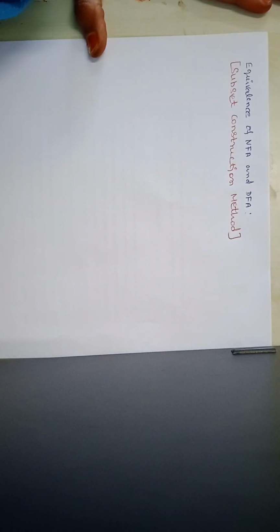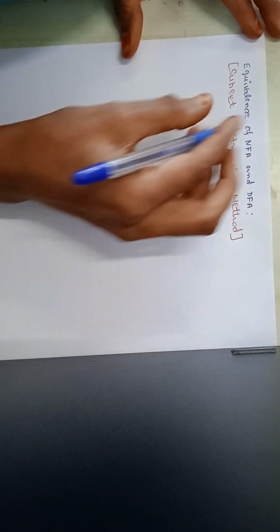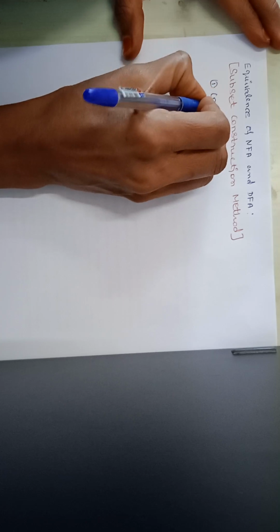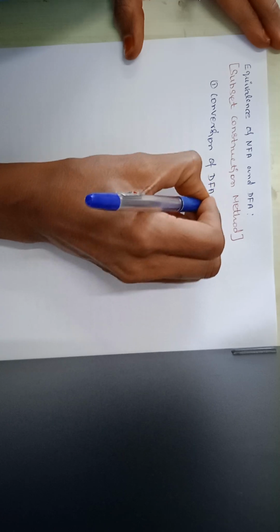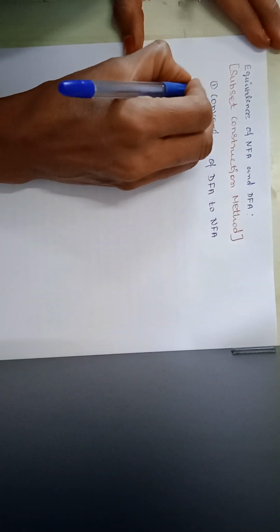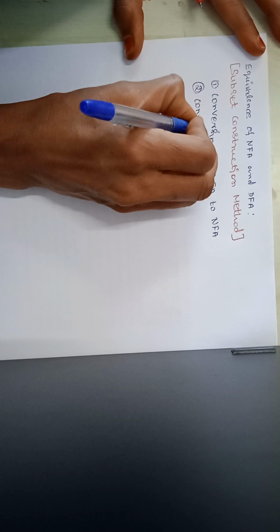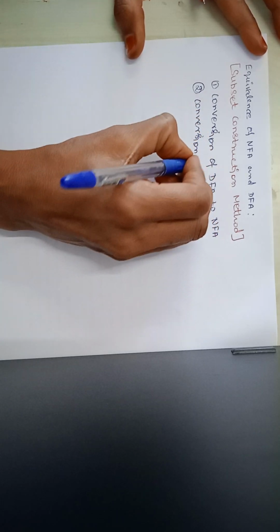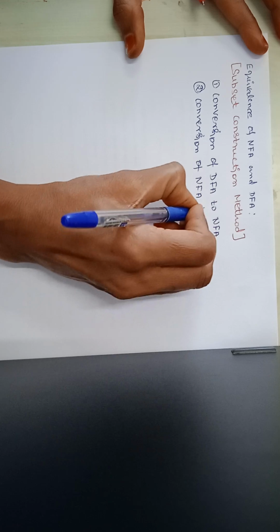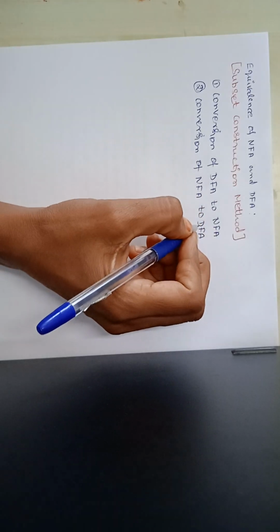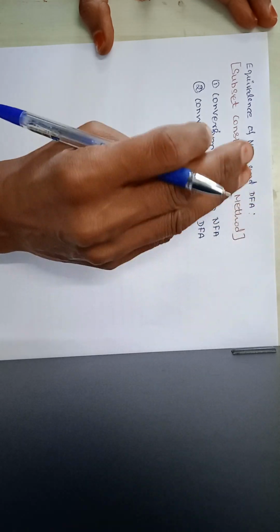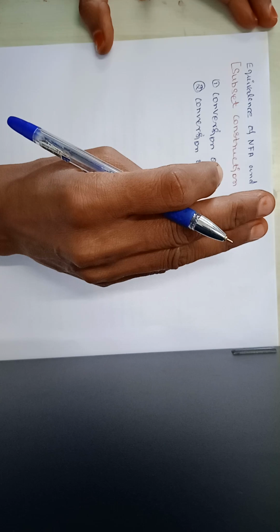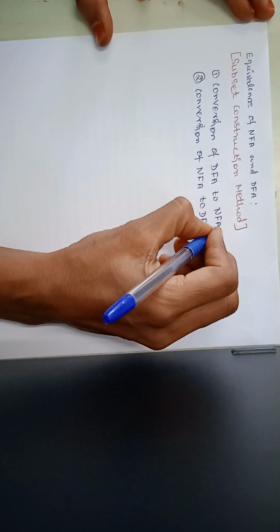There are two steps. First one, conversion of DFA to NFA. Second one, conversion of NFA to DFA. Here we can say that every DFA has an NFA, so there is no need to prove that in the first step, that is DFA to NFA.